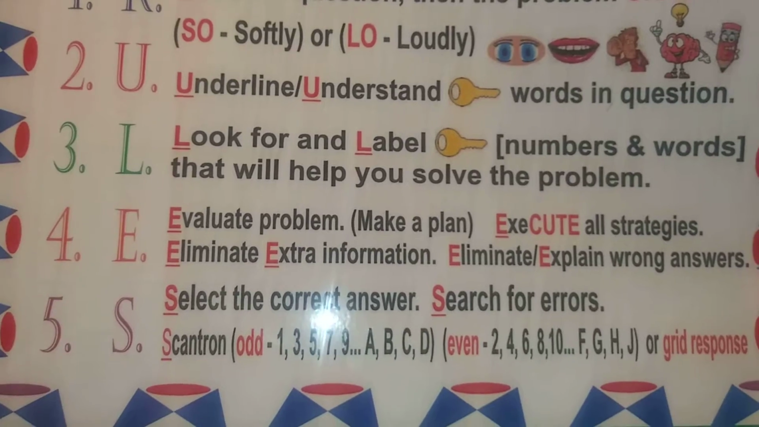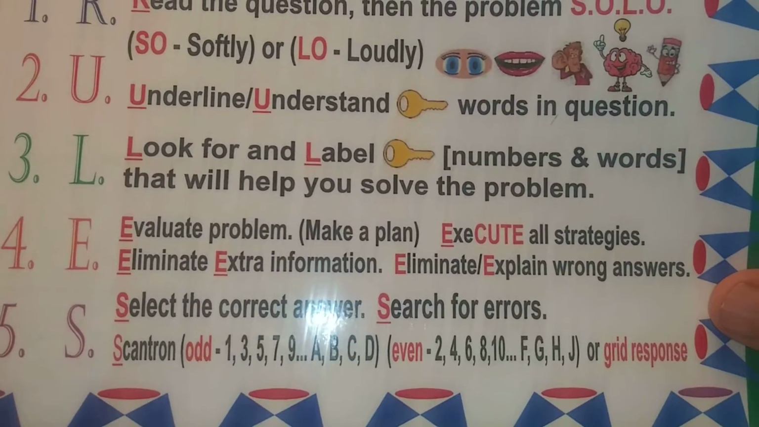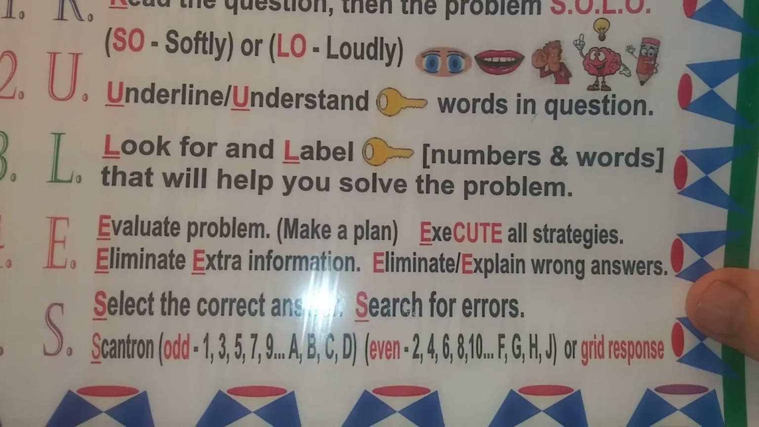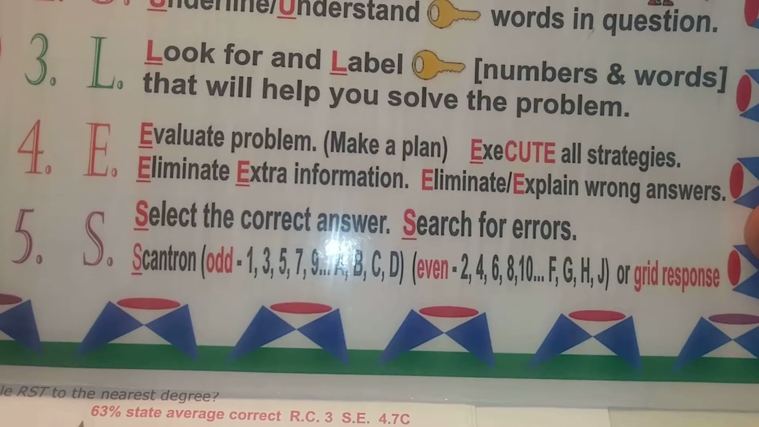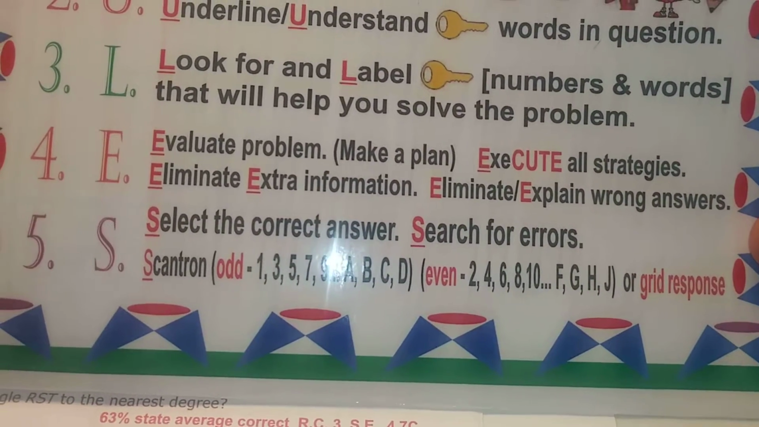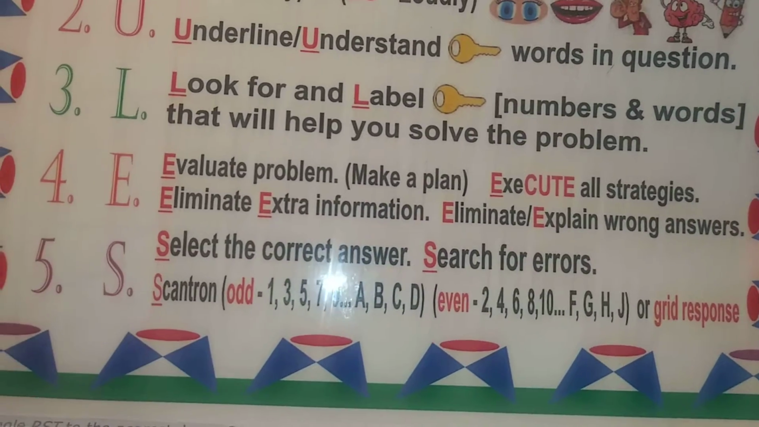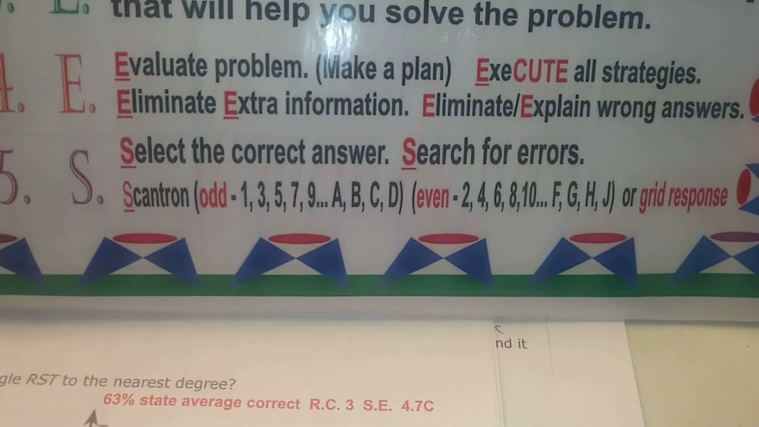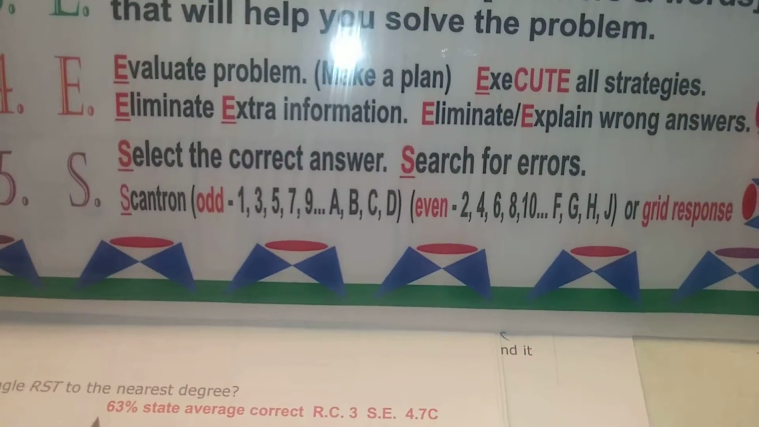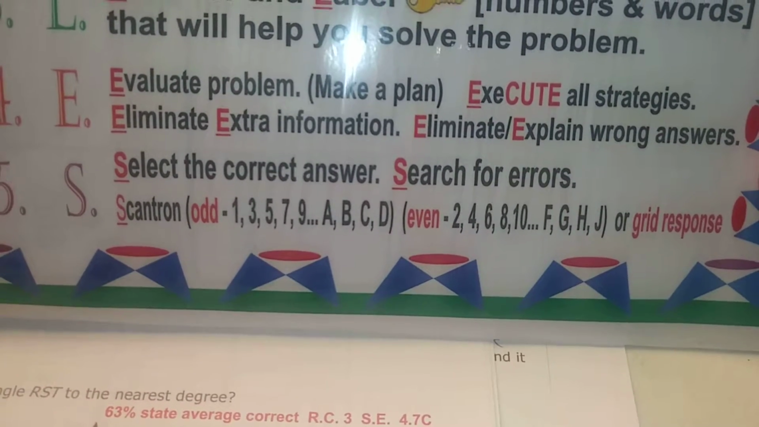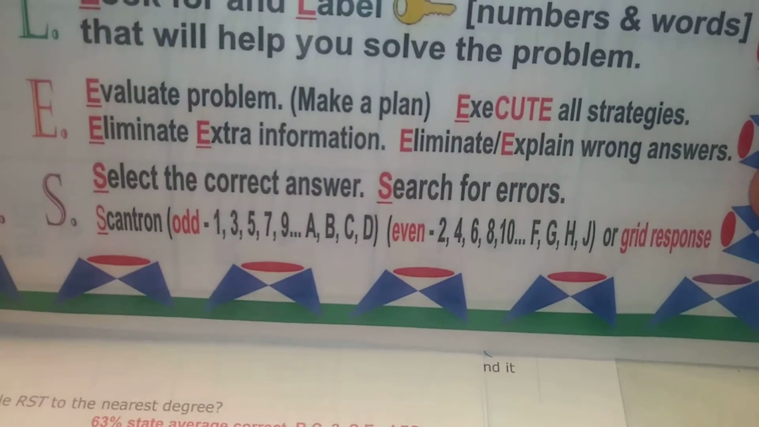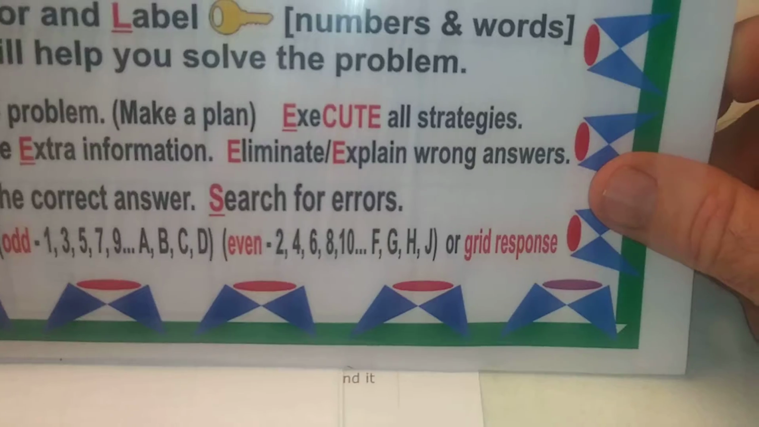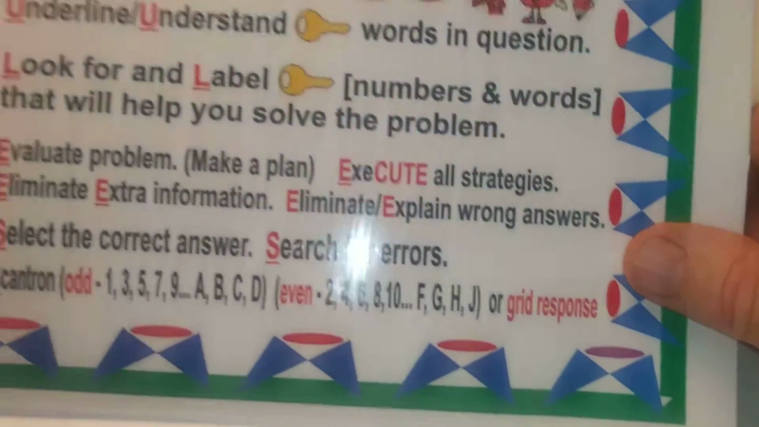They'll evaluate their problem and make a plan, execute their strategies that you've taught them, eliminate the extra information, and then eliminate and explain the wrong answers. The cool thing about an E is it has three little sticks, which means you eliminate three. You're going to select one, search for errors, and when they do the Scantron, they should know by now that if it's odd, 1, 3, 5, 7, 9, ending in one of those, they can only pick A, B, C, D. If the answers are even, 2, 4, 6, 8, or anything ending in a 0, they can only pick F, G, H, J, or it's a good response.